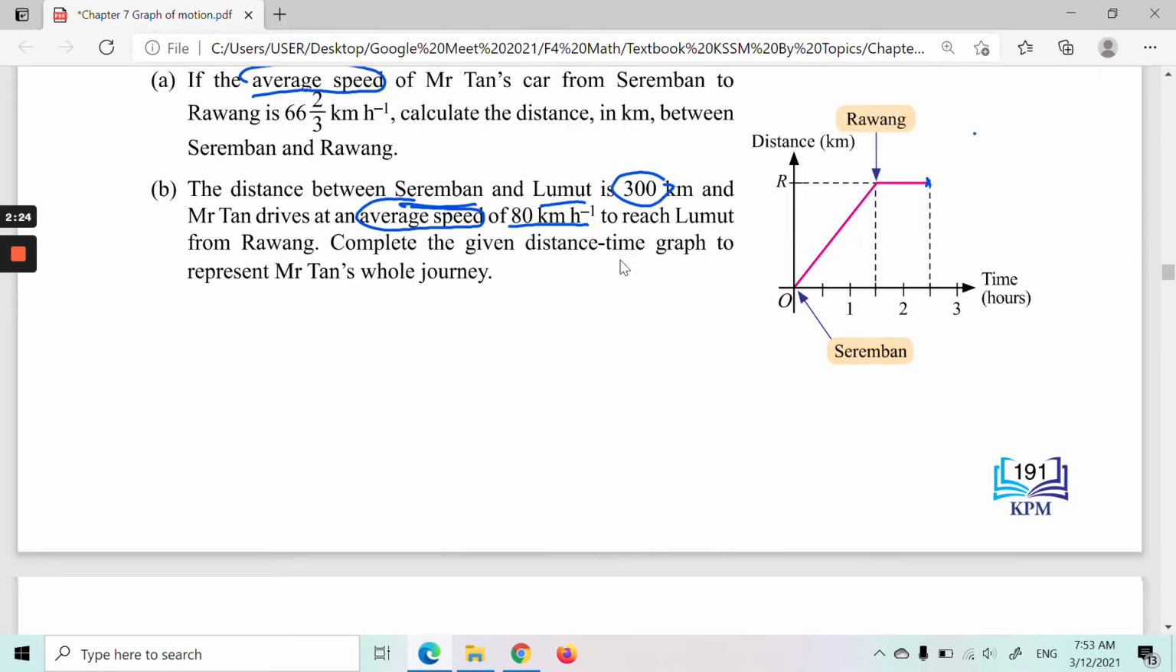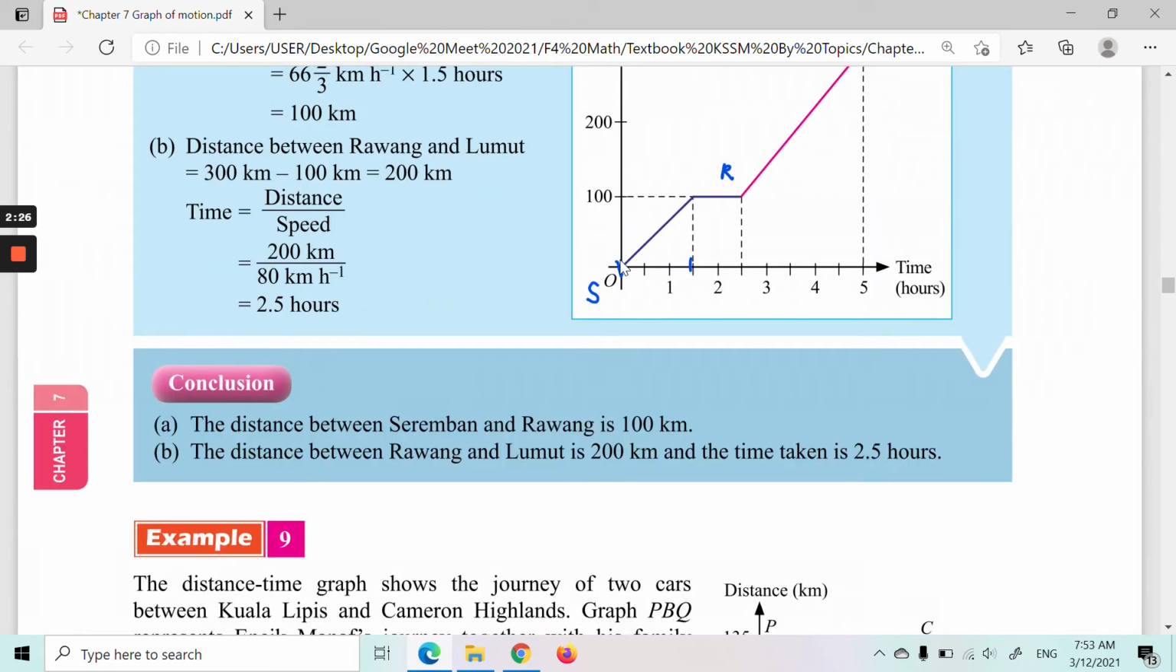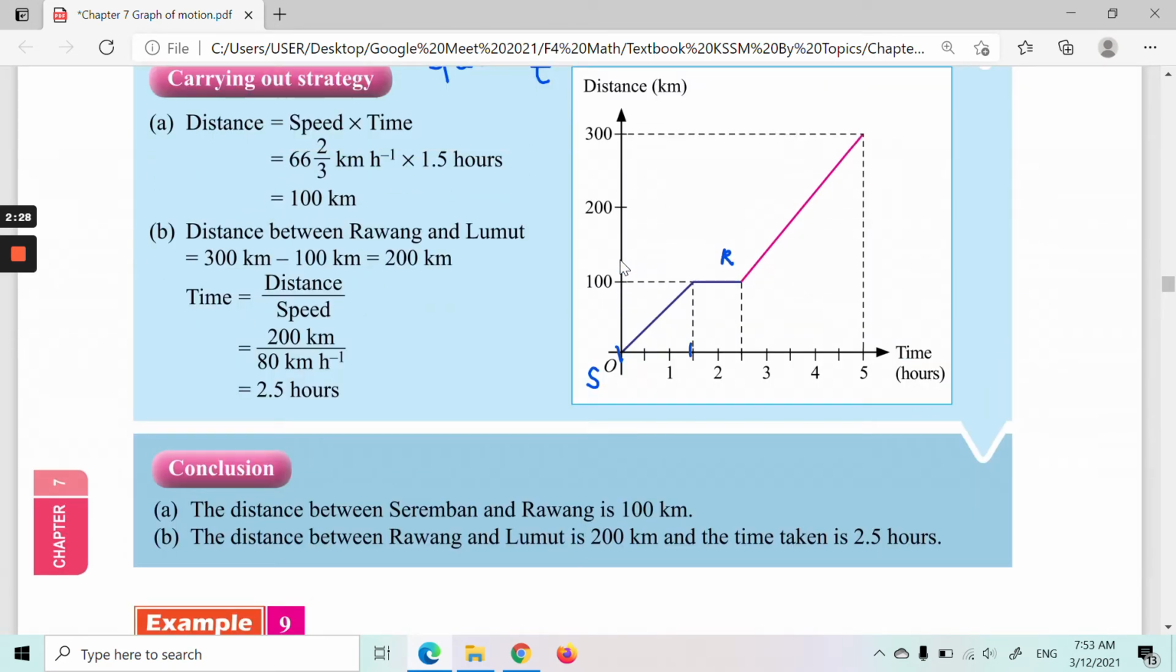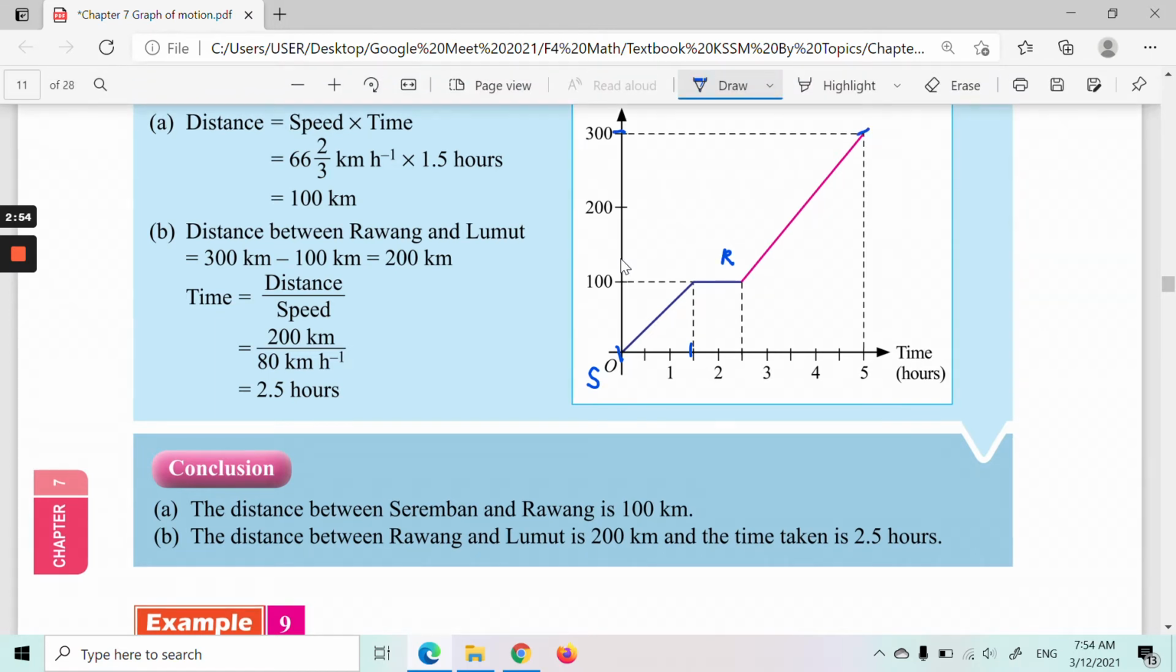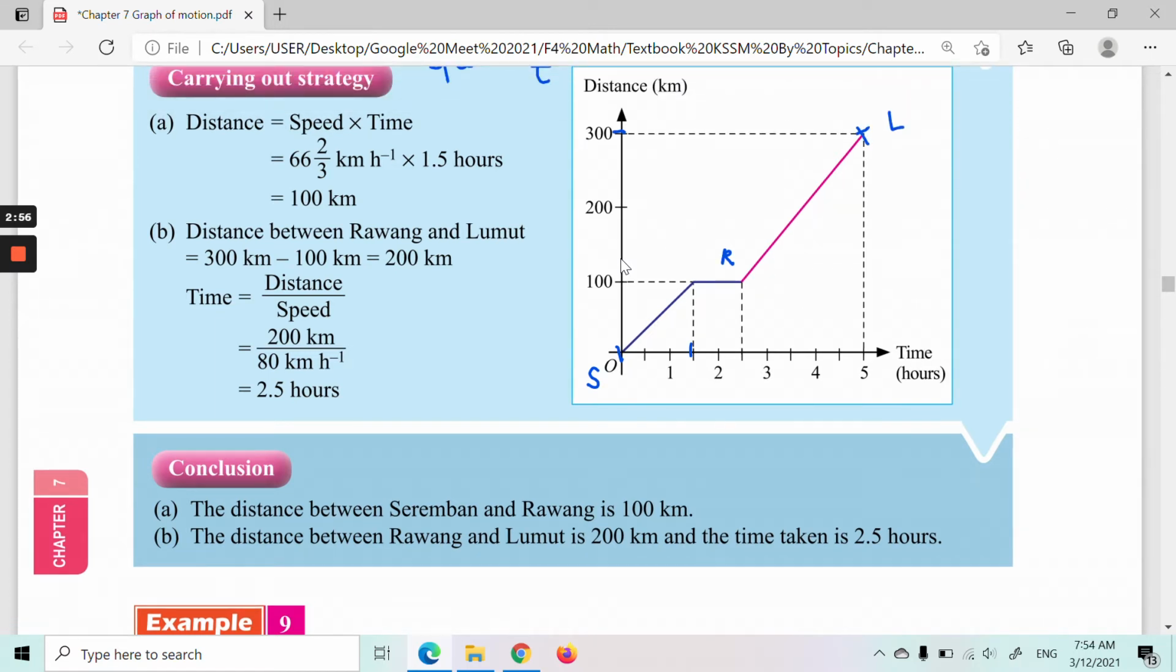So how are we going to do this? You need to see what information you have and double check the distance between Rawang and Lumut. Here to here, the distance is 200. How do we get it? Because the total distance from Seremban to Lumut is 300, so 300 minus 100 just now, we get 200. So here is 100, you need to add 200 here: 200, 300. So stop here. This one is Lumut.